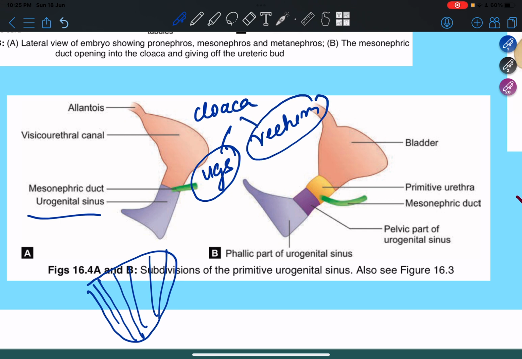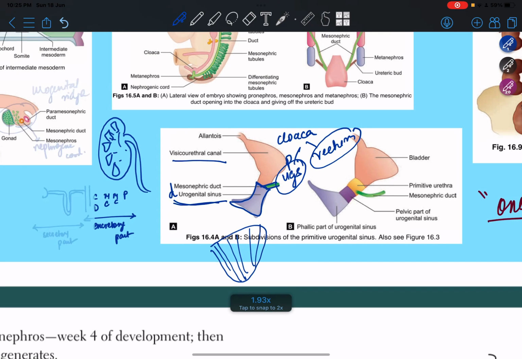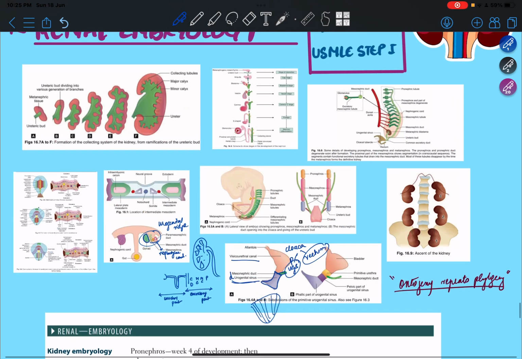That urogenital sinus is divided in two parts, which are the vesico-urethral canal and the definitive urogenital sinus. This was the primitive urogenital sinus, and this is the definitive urogenital sinus. At the junction of these two is where the mesonephric duct arises from. That is why I wanted to mention it, where the mesonephric duct is going and attaching to the cloaca. So yes, that's all. Now we get into the actual development of the kidneys.